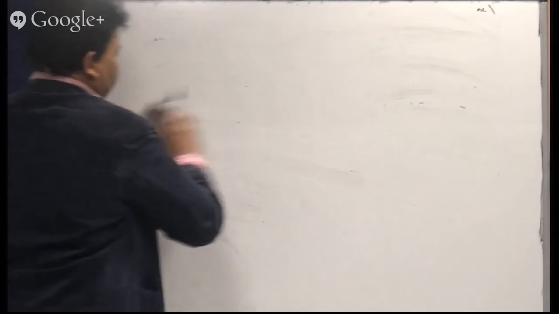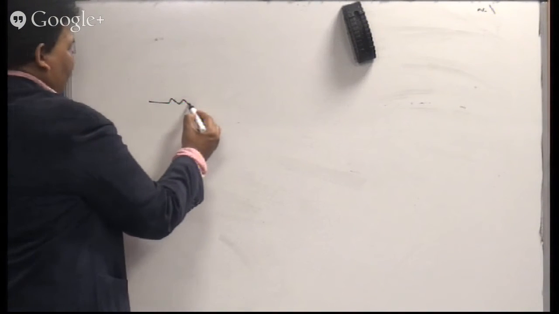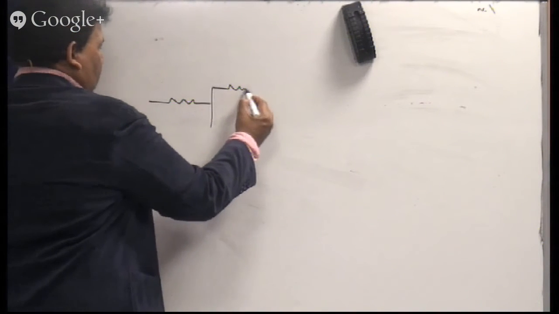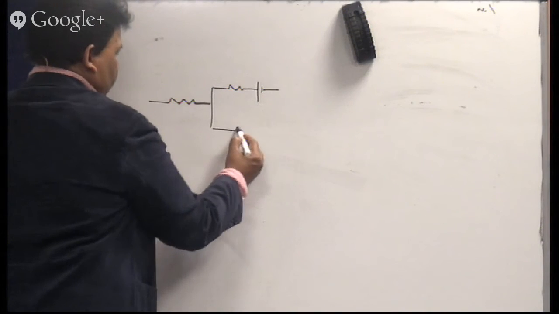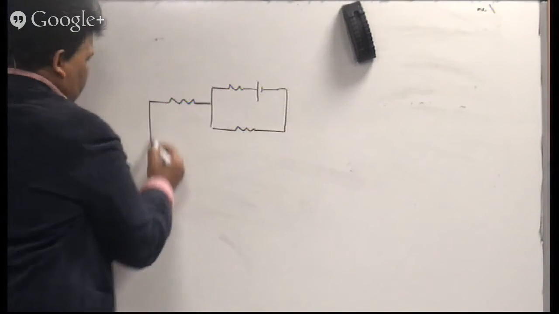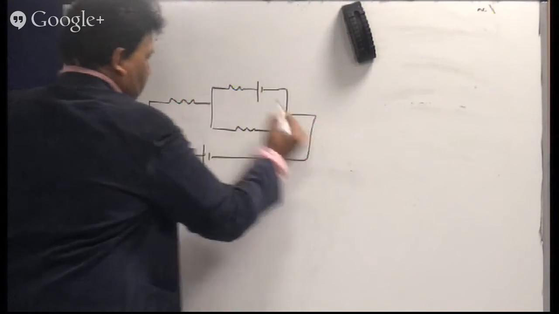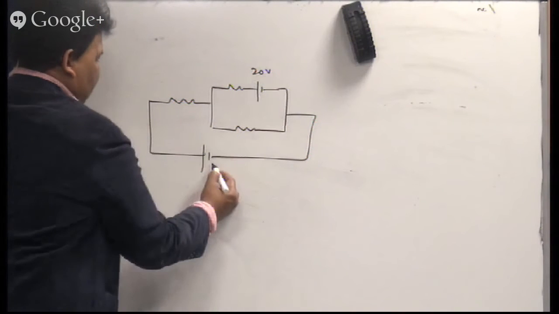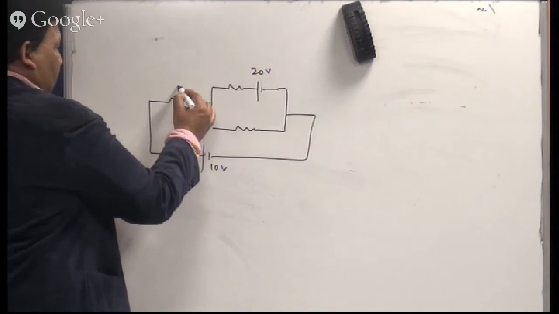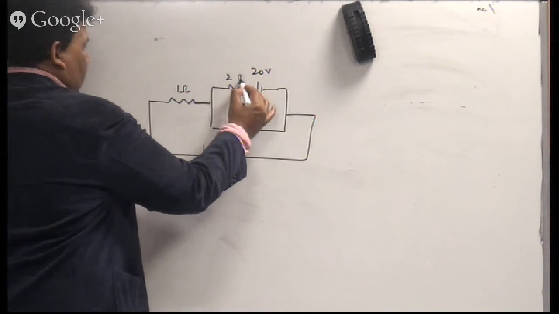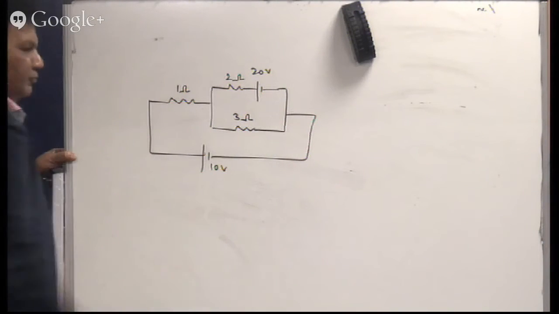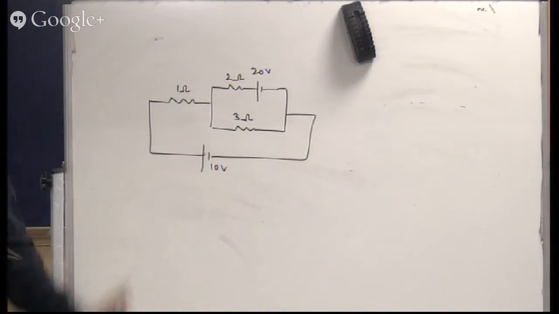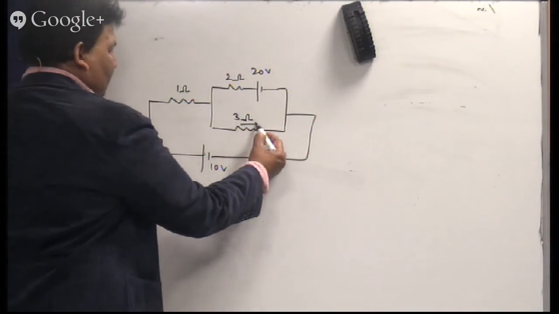And how do we take it further? For example, if I say, this has a potential of 20 volts, this is 10 volts, this is 1 ohm, this is 2 ohms, and this is 3 ohms. I took a question from a circuit, and it asks you, find the current in this element.